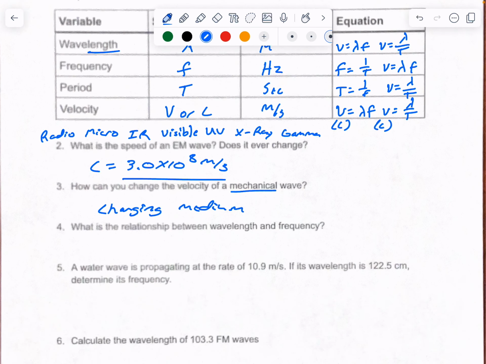Number 4, what is the relationship between wavelength and frequency? Those are inversely related. So that means if frequency goes up, wavelength has to go down.